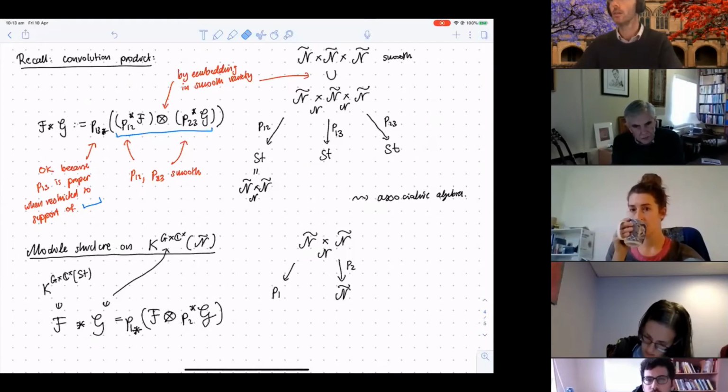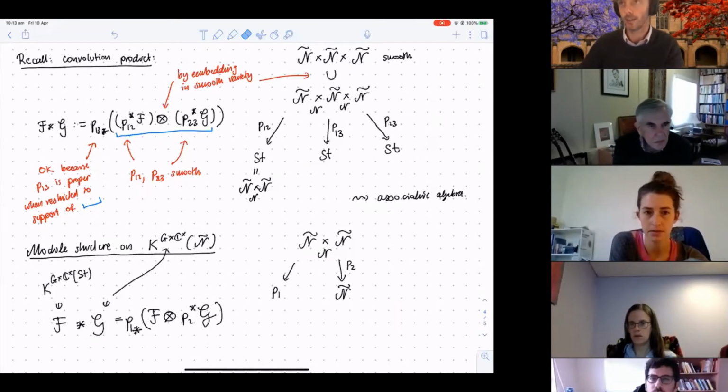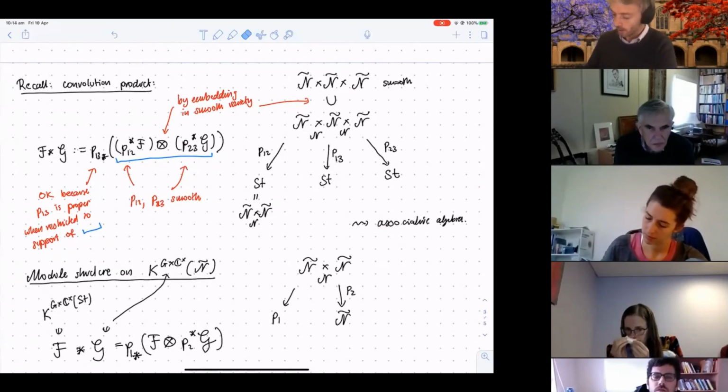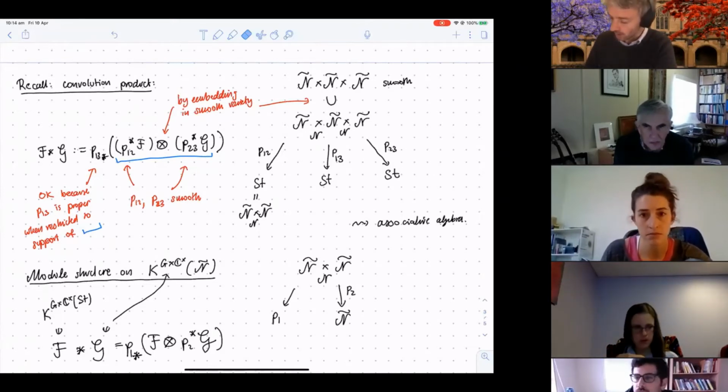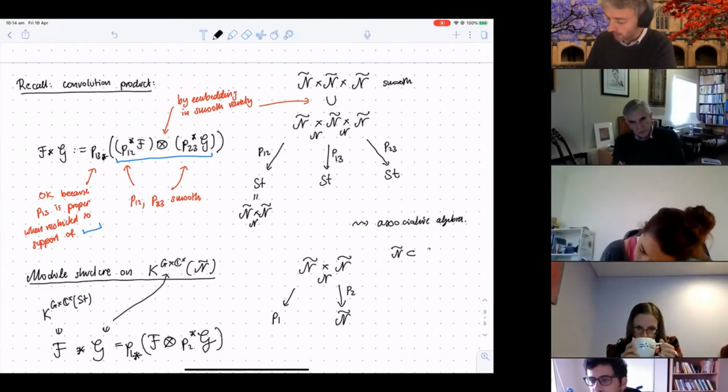Geordie, can I ask a quick question? Sure. The associative algebra, the unit, is that like a constant sheaf on a diagonal? Exactly. So, yeah, we have this diagonal inside the Steinberg. This is the kind of easy bit.